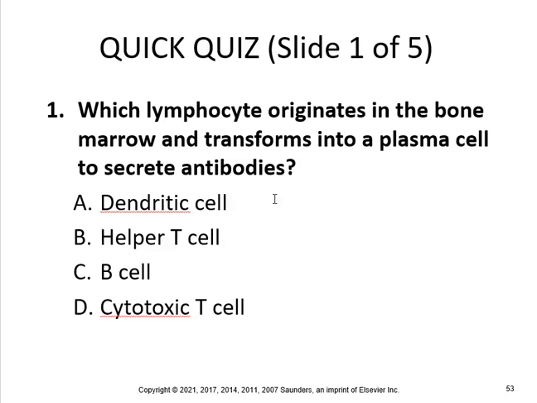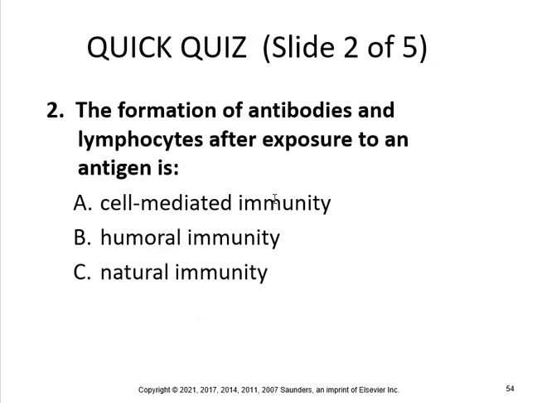Which lymphocyte originates in the bone marrow and transforms into a plasma cell to secrete antibodies? That would be the B cell, not helper T cells. Okay. The formation of antibodies and lymphocytes after exposure to an antigen is humoral immunity. Not natural, that's what you're born with. So those that have been exposed to coronavirus will have humoral immunity.